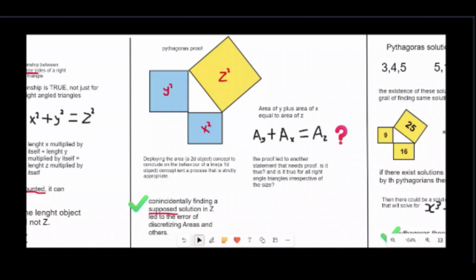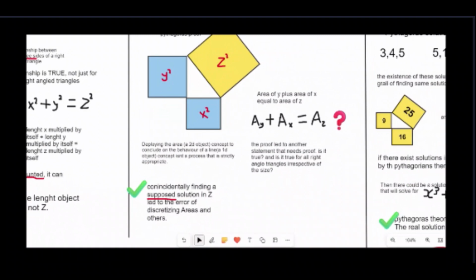Okay, and to me, this proof actually led to another statement that needs proof on its own. The question is: is this area equal to this area plus this area? That is another thing entirely. And another question is, is it true for all right angle triangles irrespective of the size? So is Pythagoras saying that this area is a result of the sum of this area plus this area for all right angle triangles?